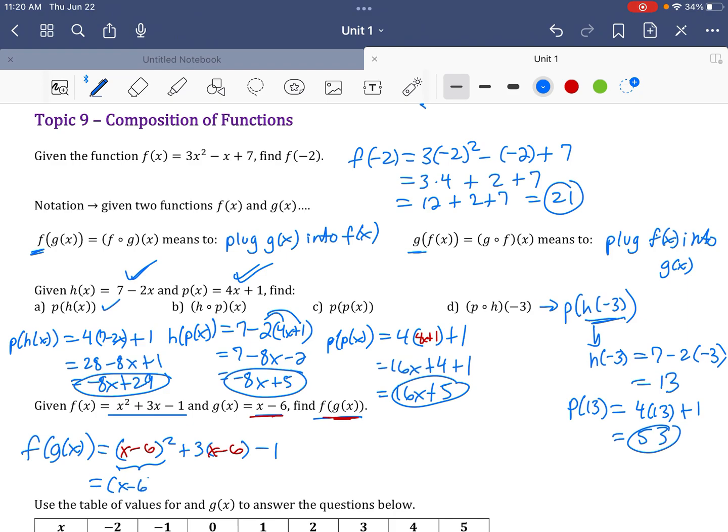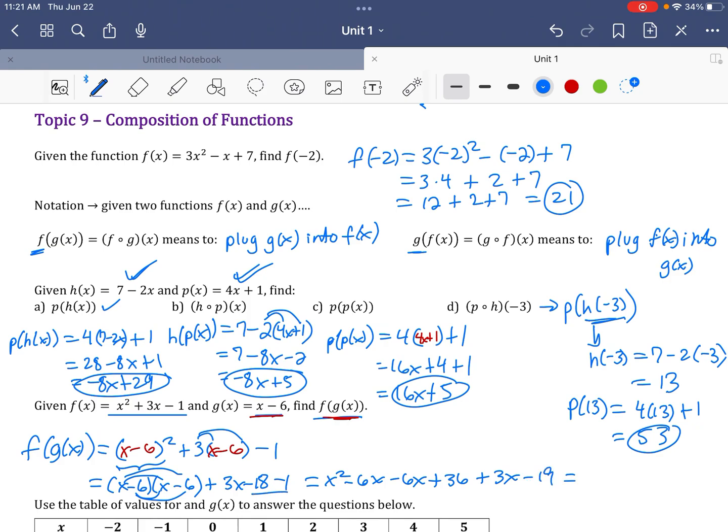Okay, so this piece is a little bit hard. So I'm going to write x minus 6 times x minus 6. We'll figure that out in a minute. But this part I can go ahead and just do right now. So plus 3x minus 18 minus 1. All right, so let's work this out. X times x is x squared. I'm foiling. X times -6 is -6x. -6 times x again is -6x. And -6 times -6 is positive 36. Plus 3x, and then let's see, -18 and -1 is -19.